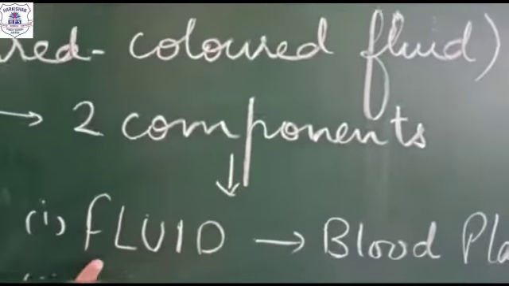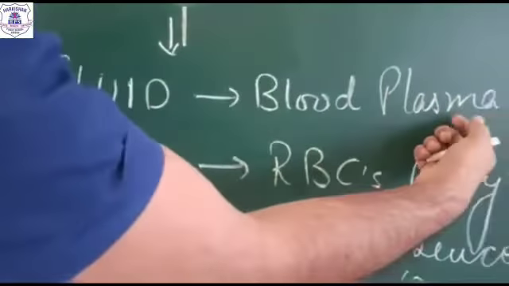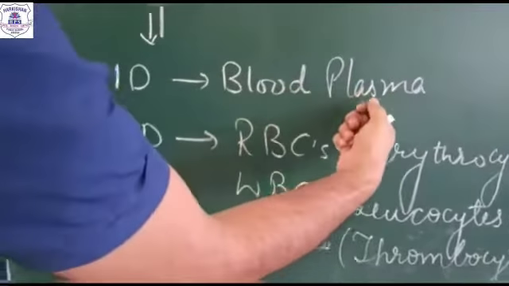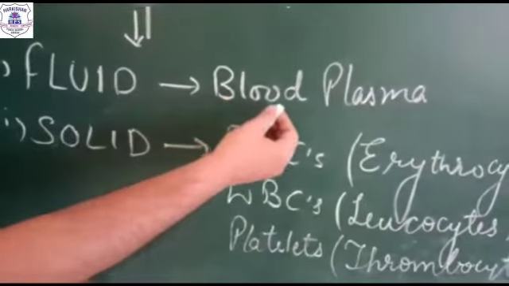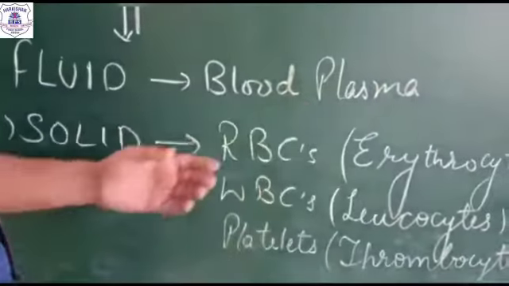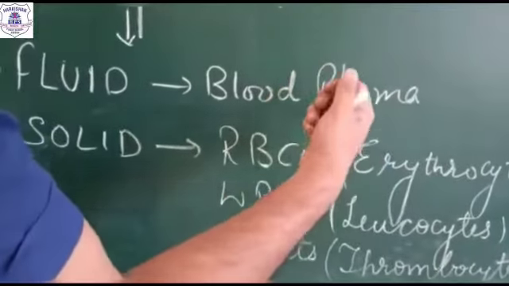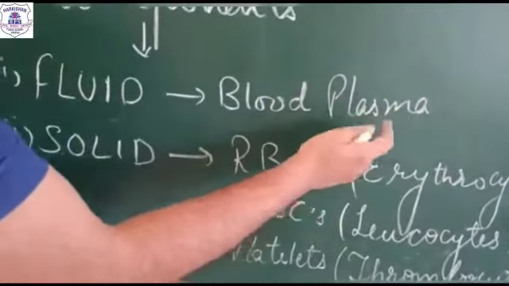The two components are, first, the fluid. Fluid is also called the blood plasma. It is the liquid part of the blood. It can carry the digested food, proteins, etc. It is yellow in color. Remember, it is yellow in color.